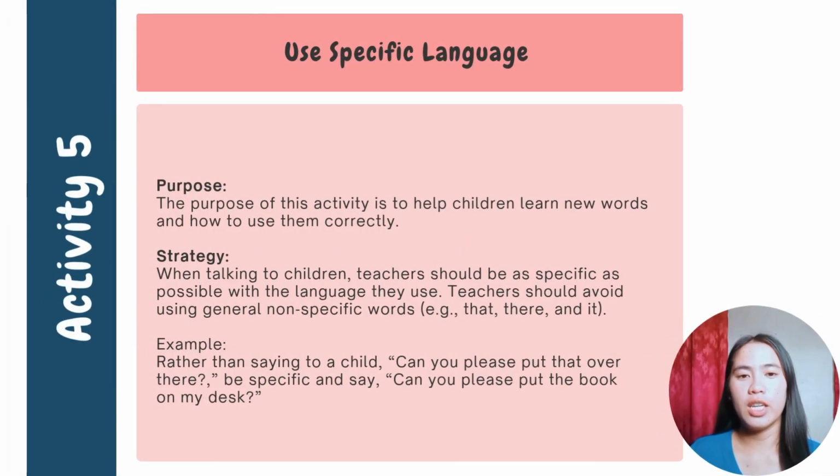The fifth activity is to use specific language. The purpose of this activity is to help children learn new words and how to use them correctly. You can use a strategy like when talking to children, teachers should be as specific as possible with the language they use. Teachers should avoid using general, non-specific words, for example, that, there, and it. For example, rather than saying to a child, "Can you please put that over there?"